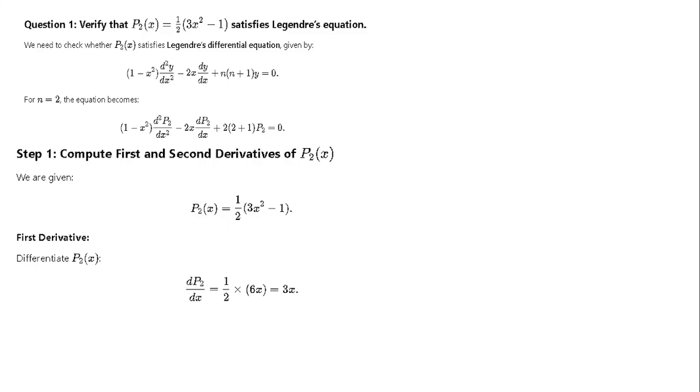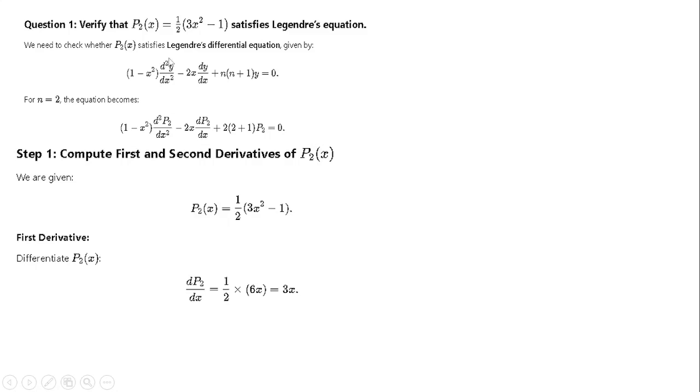Step one, I will put it very easy. This is the function that we want to do. We want to check whether it satisfies the Legendre equation. This is the Legendre equation, so we want to make sure that the left-hand side is 0 and the right-hand side is 0. So this is the P of 2.